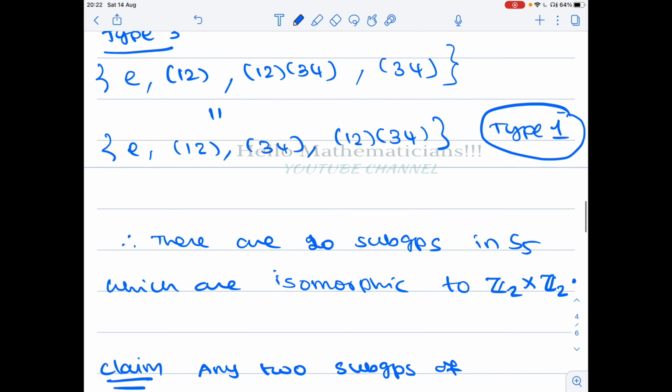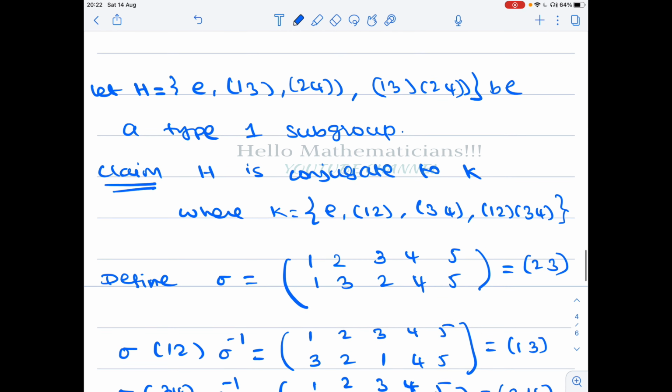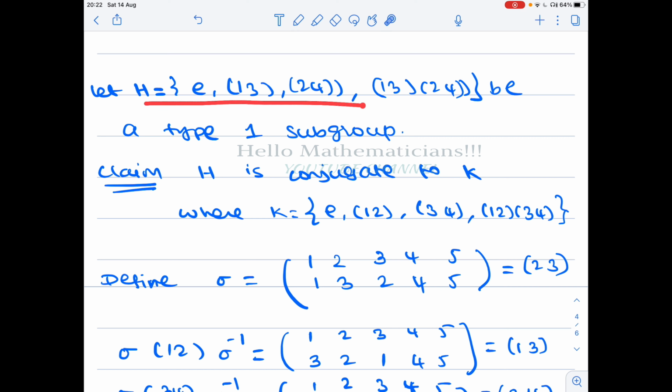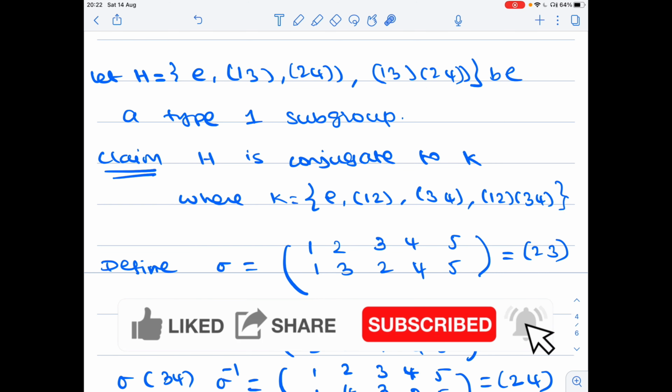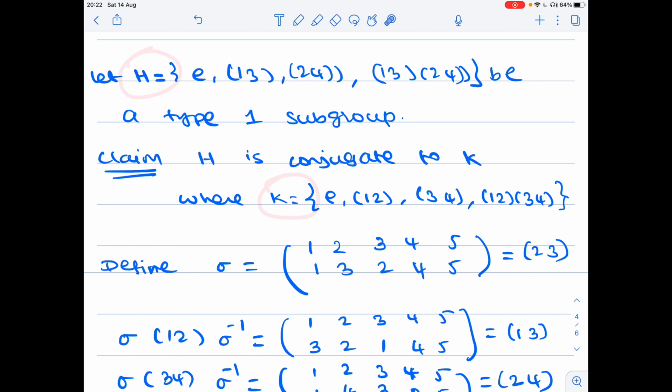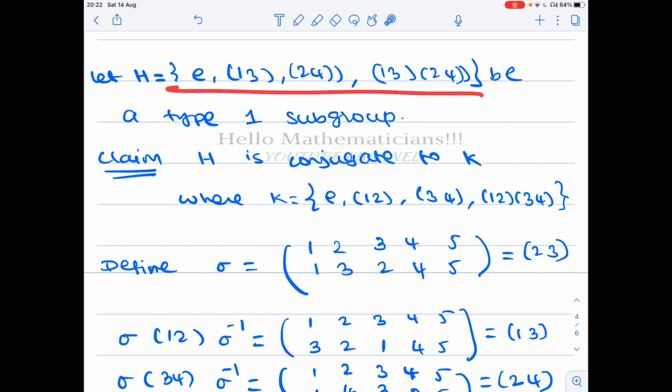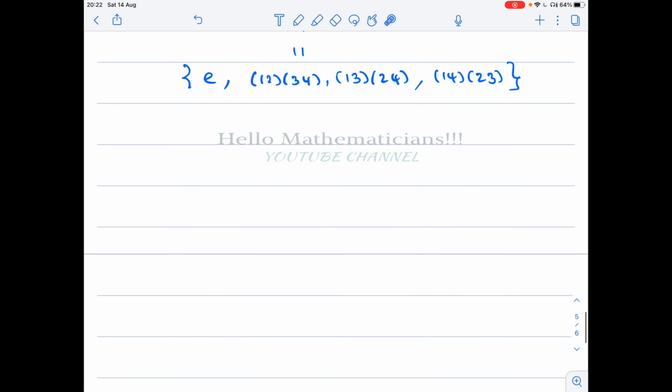Let's see why any two subgroups of type 1 are conjugate. Okay. So for example, you take this type 1 subgroup. Okay, we claim that this type 1 subgroup is conjugate to this type 1 subgroup. Okay, so this I call H, this I call K. Okay, so to prove this subgroup is conjugate to this subgroup, what we need to do? So maybe I'll just write.